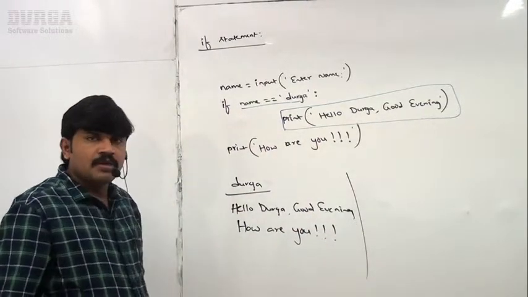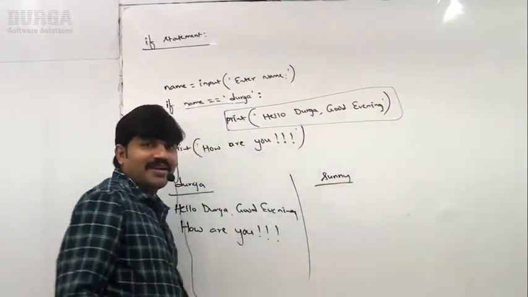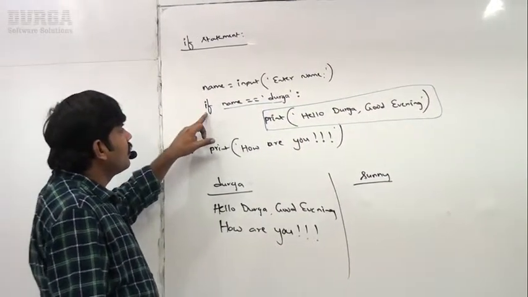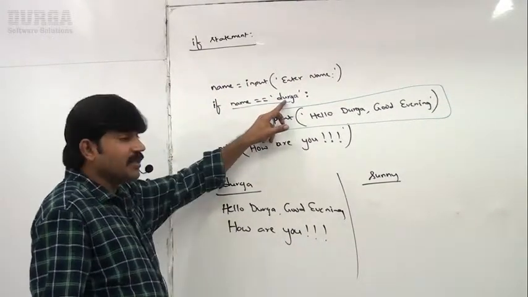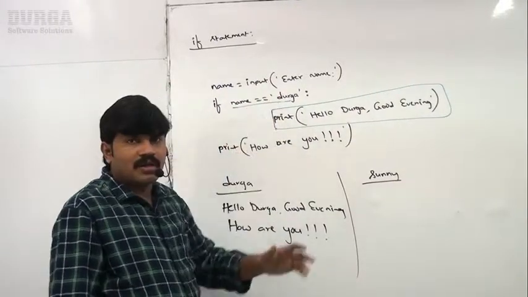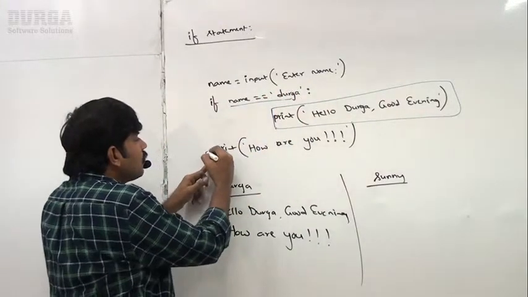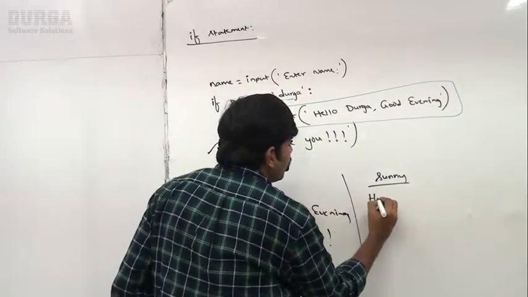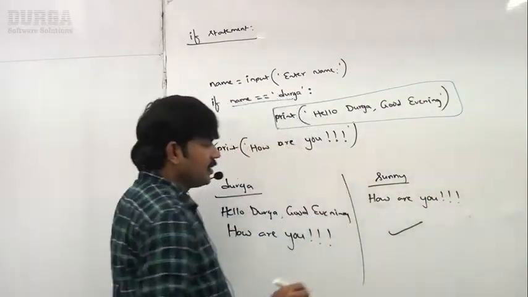Suppose I entered name, my friend's name, Sunny. Not Durga, sir, Sunny I entered. What is the answer? Name is Sunny. If name is equal to Durga, sorry, this condition fails. Double equal operator is always meant for content comparison. Sunny and Durga both are not the same. If this condition fails, if block is not going to execute. Without executing this one, remaining statements will be continued. Here, how are you? Like it is the answer we are going to get.